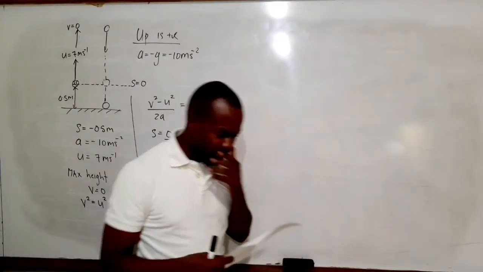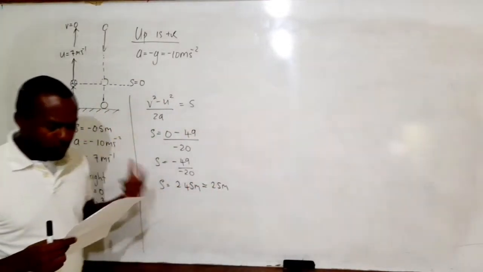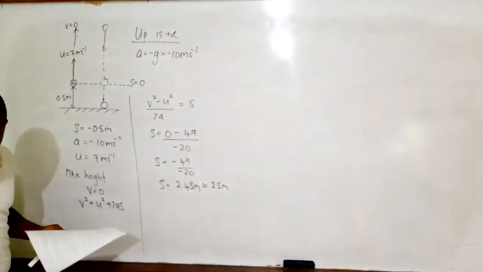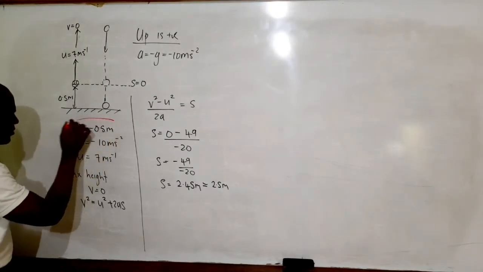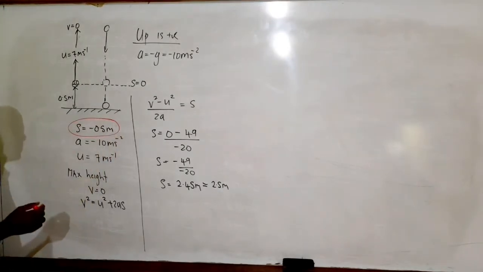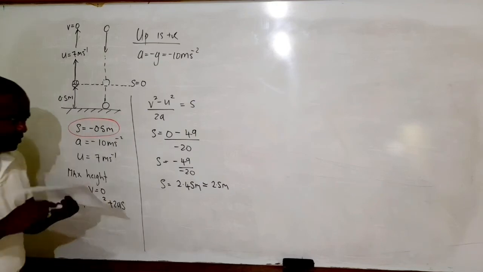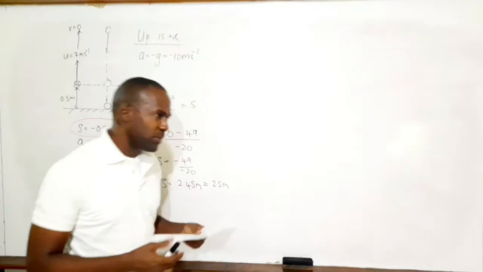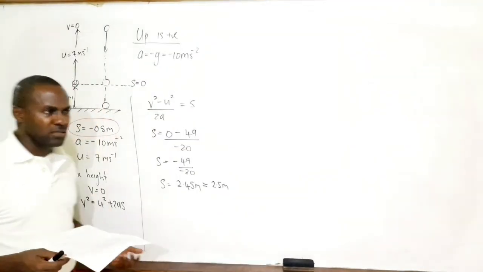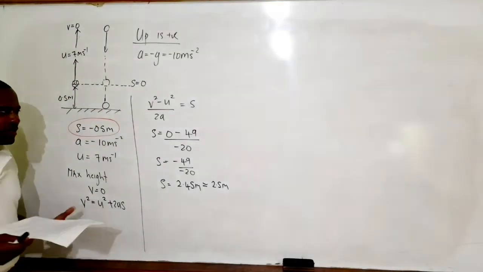Now the next part says, find the speed with which it hits the ground. And for this part, we will take into consideration that when it hits the ground, the net vertical displacement is minus 0.5 meters. Again, remember that we're dealing with vectors. Displacement and velocity are vector quantities, and therefore direction is important.